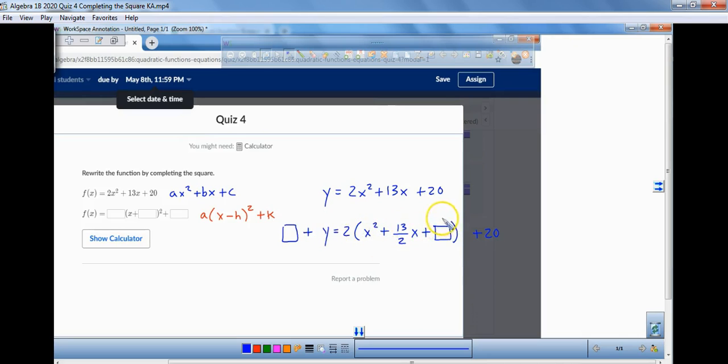Whatever you do to one side of the equation, you have to do to the other side. So that's going to be the c value, which we're going to be using to complete the square. We're going to have to take half the b value, and the b value is 13 over 2. Once we find our c value, we've got to multiply it by 2. So that's actually going to be 2 times c right there.